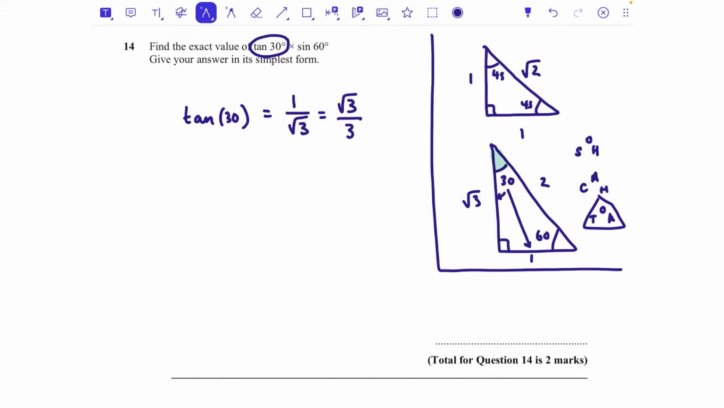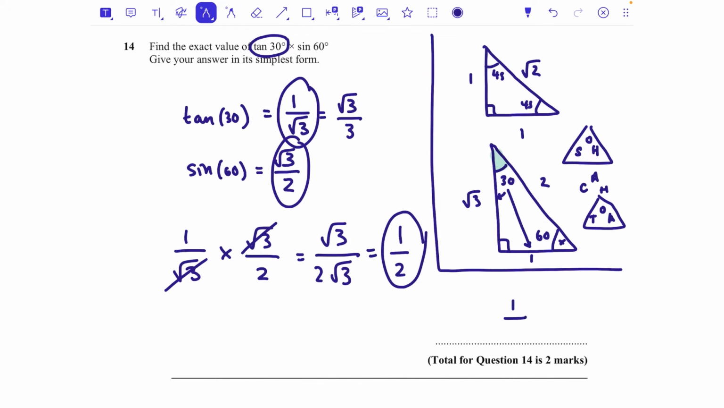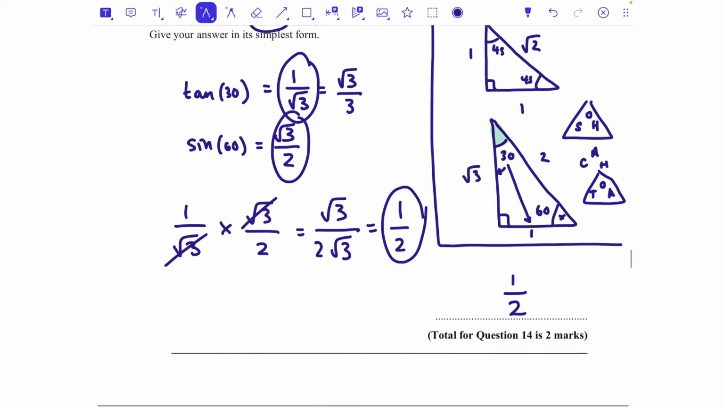Okay, sine 60, imagine you're stood here. Sine, using SOH, is the opposite over the hypotenuse, root 3 over 2. So sine 60 is root 3 over 2. Now I'm actually going to use 1 over root 3 for tan 30, because I'm thinking then they're just going to cancel. So 1 over root 3 times root 3 over 2. 1 times root 3 is just root 3, and 2 times root 3 is 2 root 3. We're then just going to divide by the root 3. You could have cross-cancelled to begin with, and you're left with a half. And that is your answer. Whenever you get an exact value question, I always say, just guess a half if you don't know. And in that case, it actually was, and that was 2 marks.